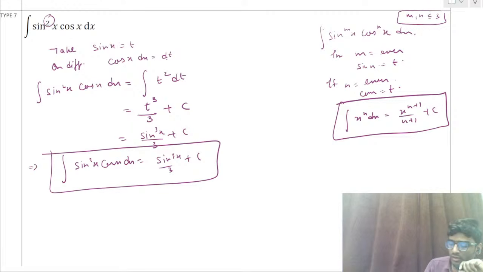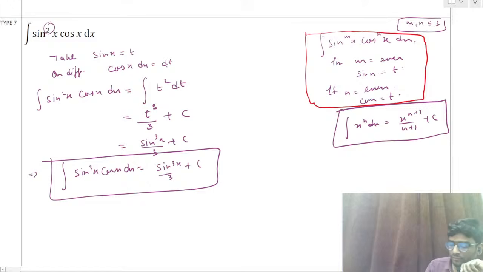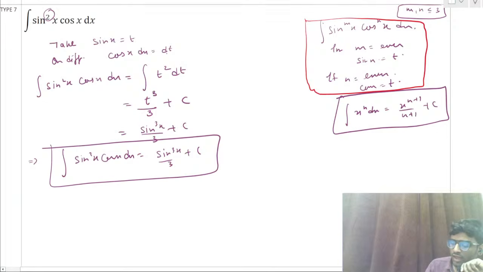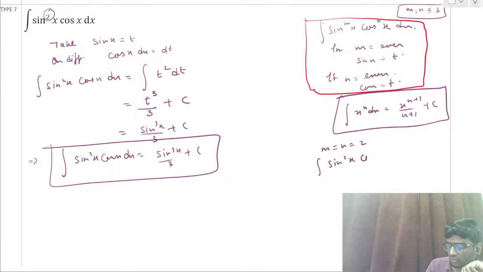Remember this. This is only valid for m, n less than or equal to 3. Now I'm going to tell you what happens if m and n are both even, meaning if we take m and n both equal to 2. How are you going to solve this? Sin square x cos square x dx.